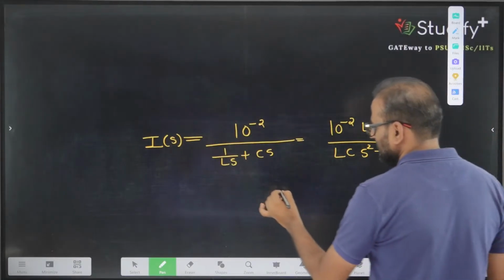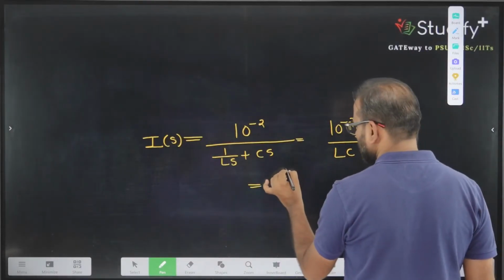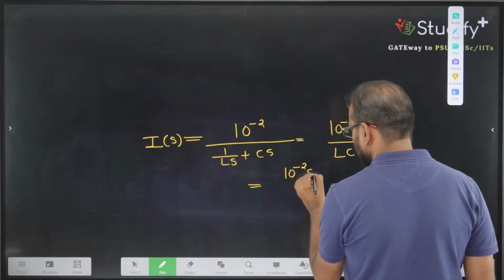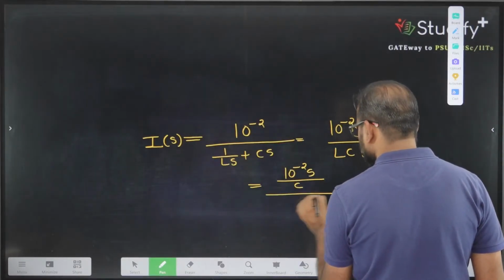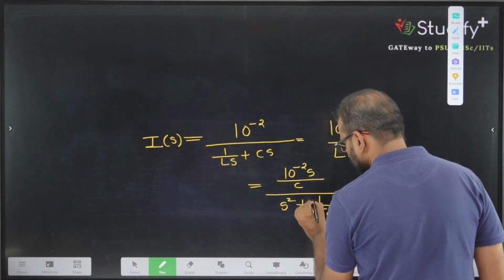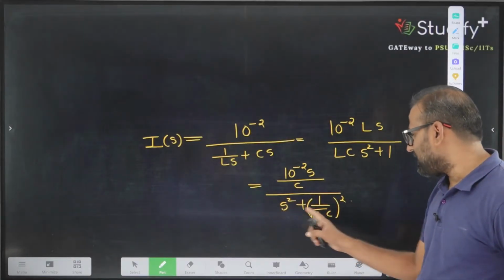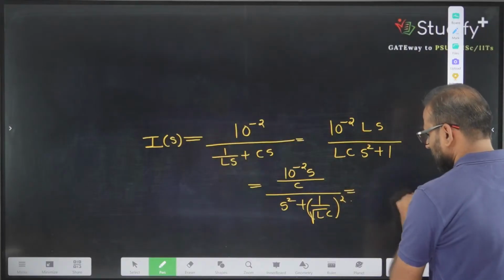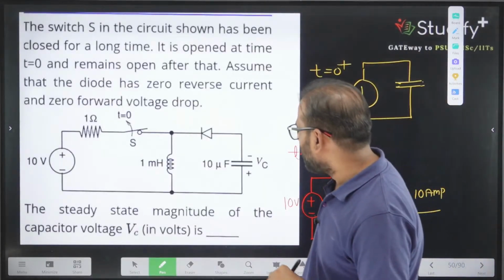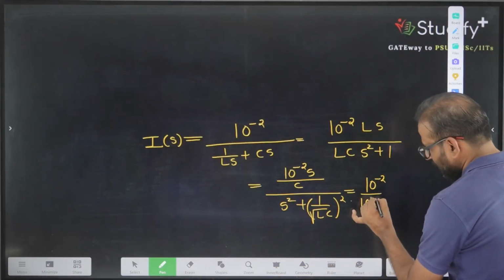Now what can I say? I can say that 10 raised to the power minus 2, I can take LC as common. So this will be 10 raised to the power minus 2 divided by C, into S divided by S square plus 1 divided by under root of LC whole square. Now we are having an S divided by S square plus A square kind of expression, and this constant is 10 raised to the power minus 3 divided by the value of the capacitor. The capacitor is 10 microfarad, which can be written as 10 raised to the power minus 5.